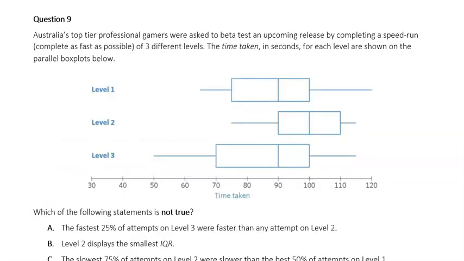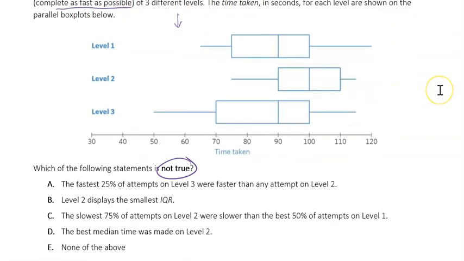Question 9. Australia's top-tier professional gamers were asked to beta test an upcoming release by completing a speed run, i.e. complete as fast as possible, 3 different levels. The time taken in seconds for each level is shown in the parallel box plots below. Which of the following statements is not true? So here, first thing, we have to remember that when we're talking about doing something quickly, it is less time taken. So the faster is going to be at the bottom end of these box plots. So it's important to keep in mind as we read the statements.